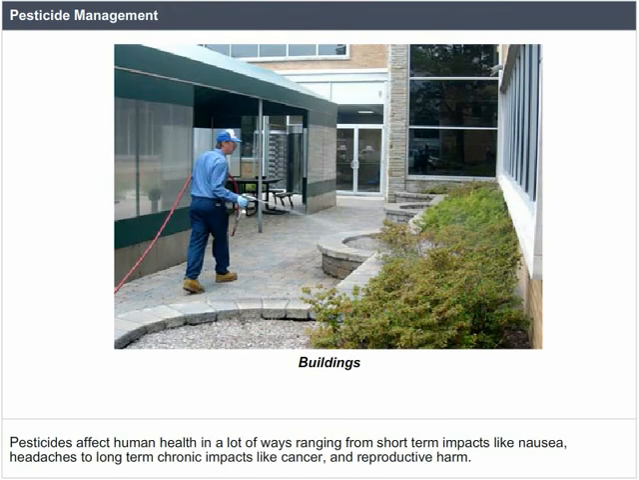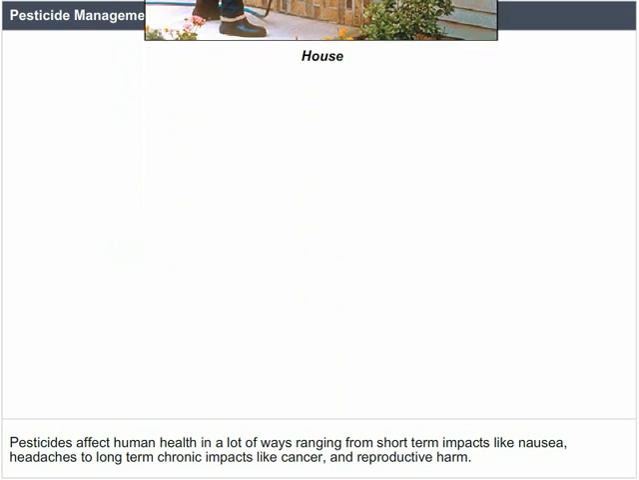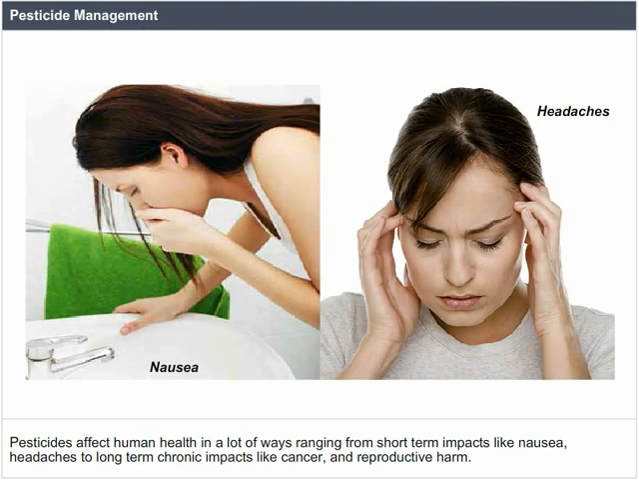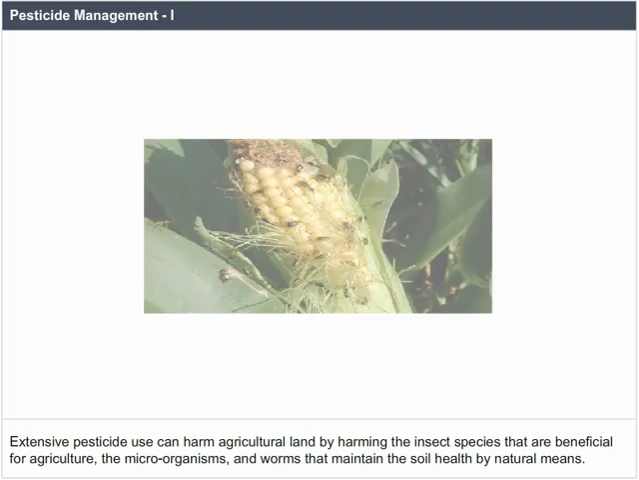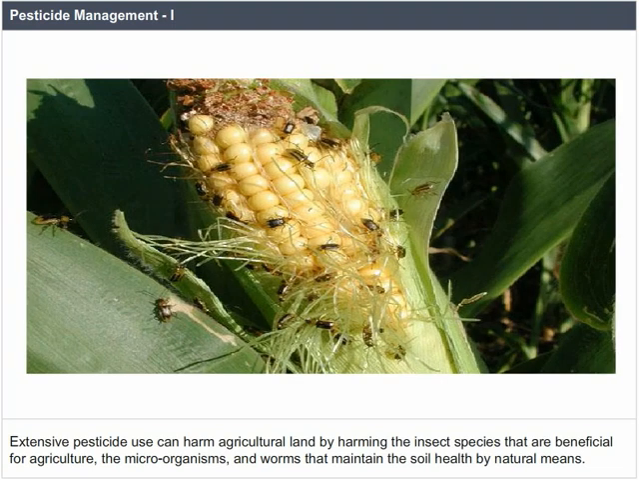Pesticides affect human health in a lot of ways, ranging from short-term impacts like nausea, headaches, to long-term chronic impacts like cancer and reproductive harm. Extensive pesticide use can harm agricultural land by harming the insect species that are beneficial for agriculture, the microorganisms and worms that maintain the soil health by natural means.